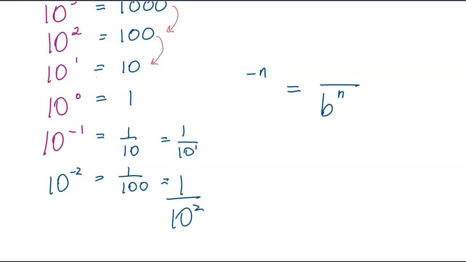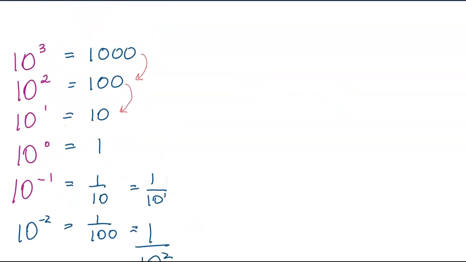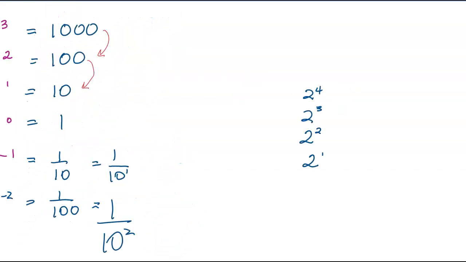So let me show you another, besides 10, I want to do this with 2. If I was going up the chain, we know that 2 to the first is 2. 2 squared is 4. 2 cubed is 8. 2 to the fourth is 16, because as you go up, you're multiplying by 2 again, correct?